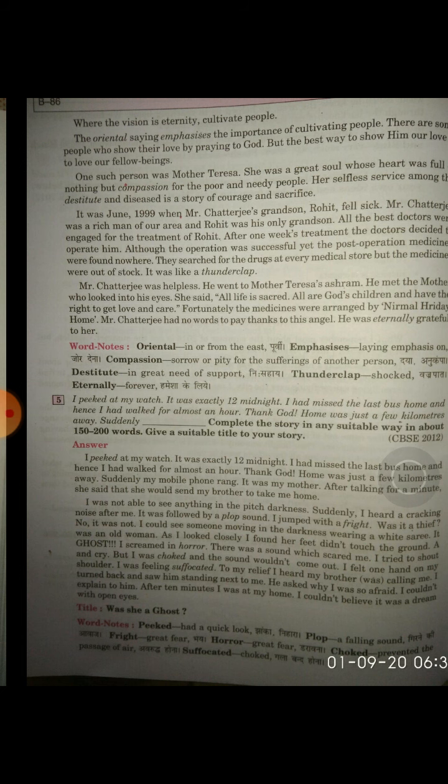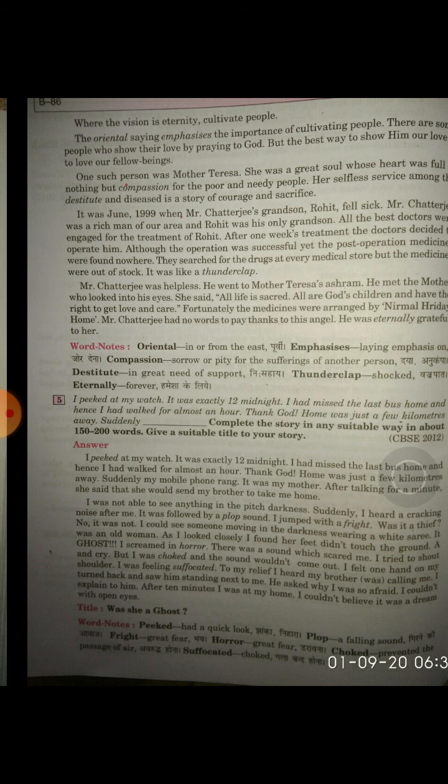There are some people who show their love by praying to God. But the best way to show Him our love is to love our fellow beings. One such person was Mother Teresa. She was a great soul whose heart was full of nothing but compassion for the people and needy people. Her selfless service among the destitute and diseased is a story of courage and sacrifice.